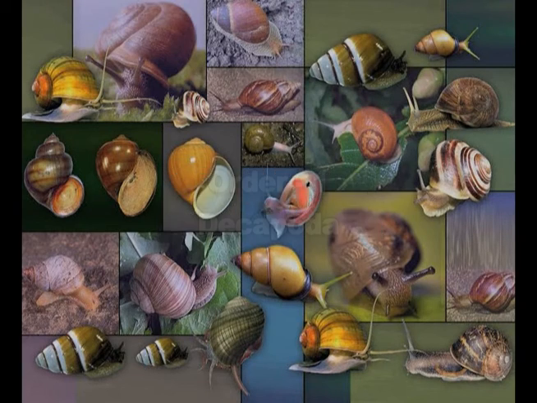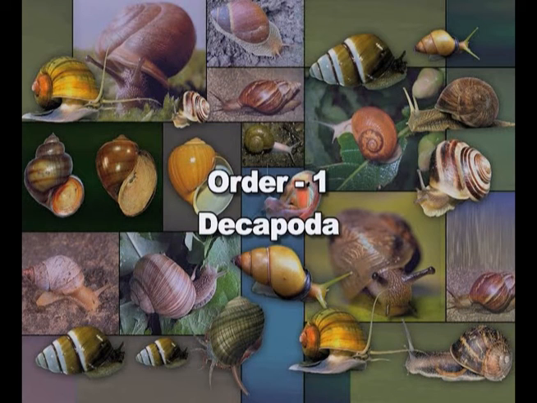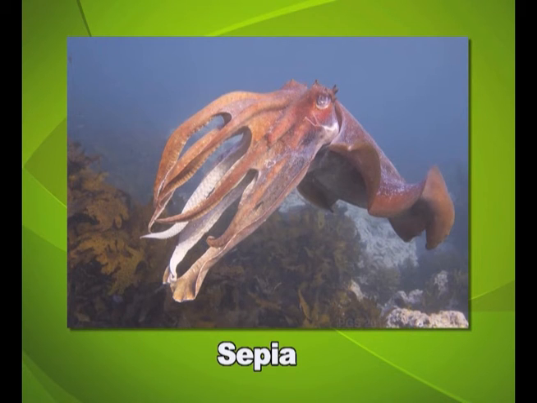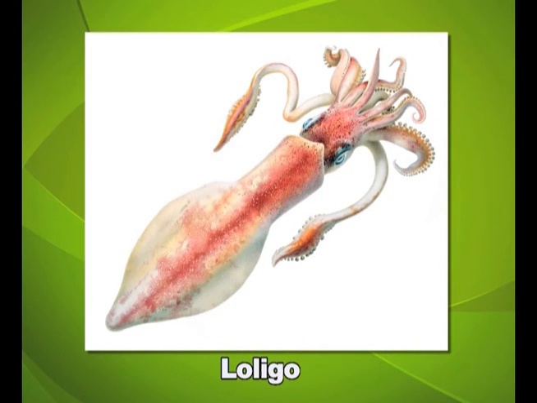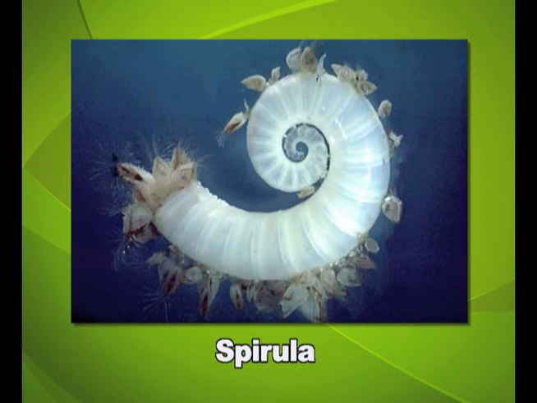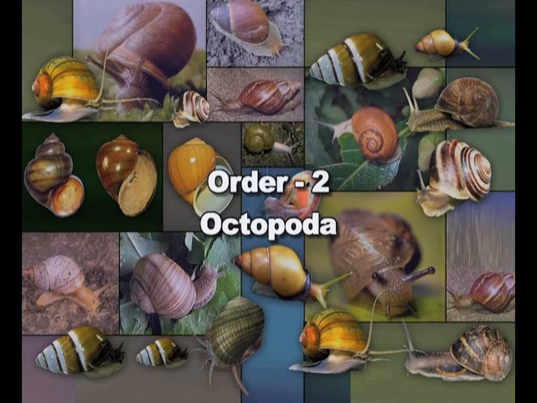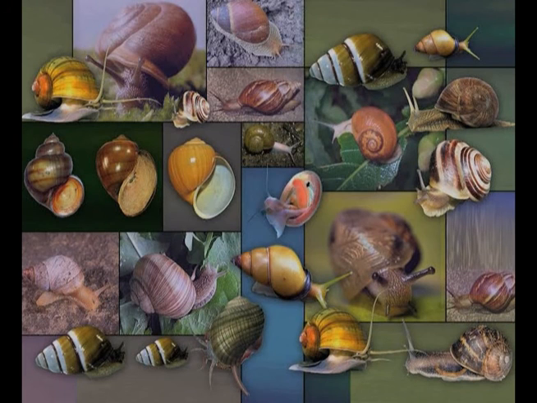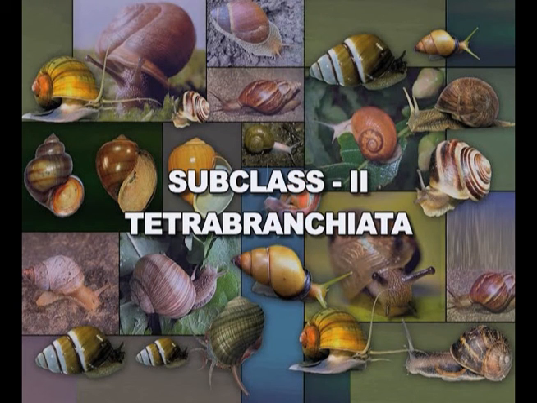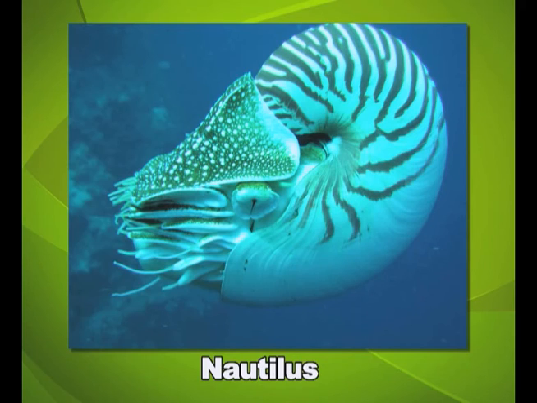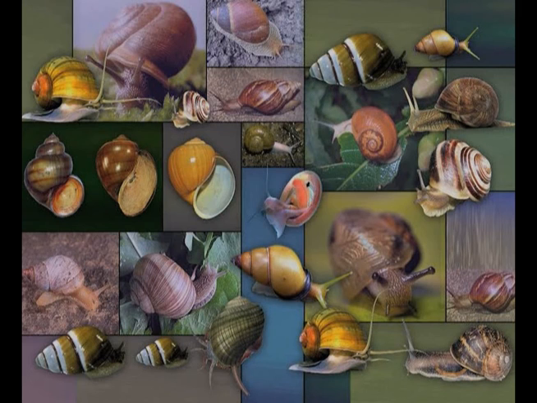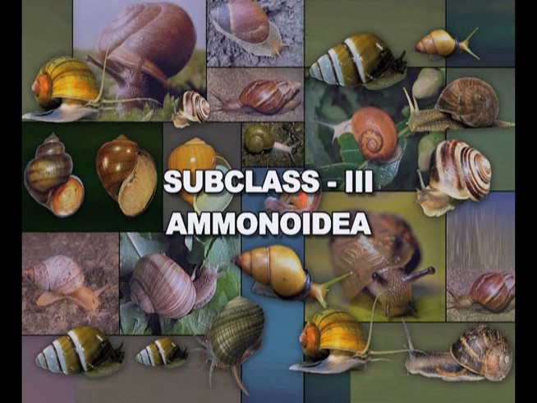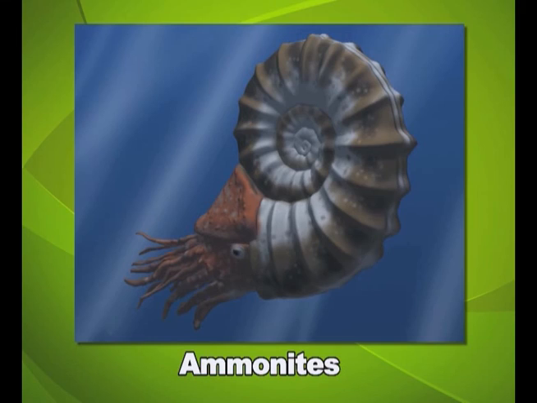Subclass 1. Dibranchiata. Order 1. Decapoda. Examples: Sepia, Loligo and Spirula. Order 2. Octopoda. Example: Octopus. Subclass 2. Tetrabranchiata. Example: Nautilus. Subclass 3. Ammonoidea. Example: Ammonites.